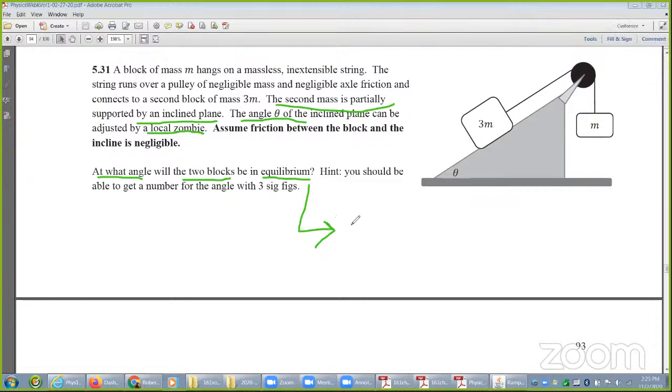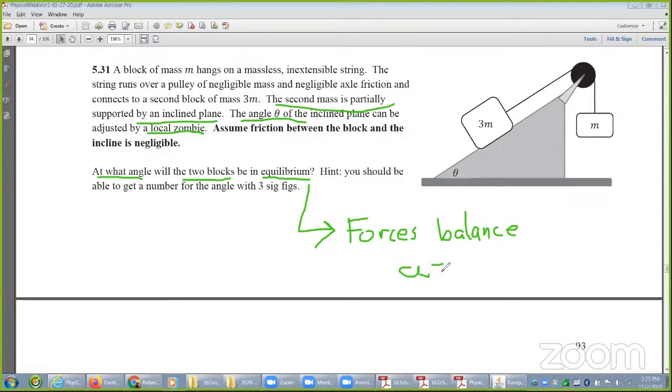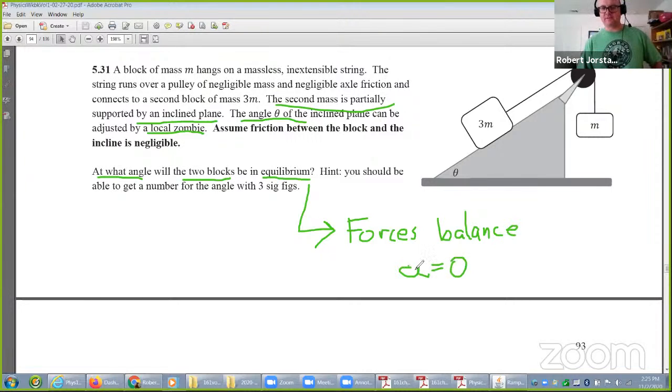Entirely balanced, so it's not like nothing is. Excellent. I would say forces balance. If the forces are balanced, that tells us one other thing. What is the acceleration if forces balance? 0. A equals 0. So this is a fancy way of just saying A equals 0. So it's saying at what angle will the two blocks have A equals 0? That's what this question is asking.